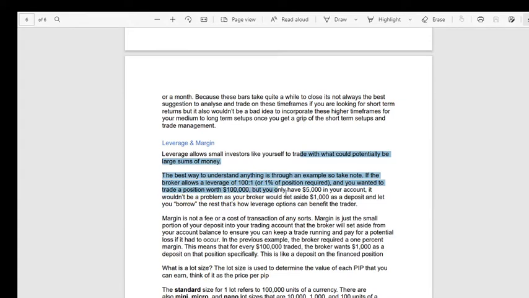If you want to trade a position worth 100,000, you only have to deposit a small part of it. It won't be a problem, as your broker will set aside 1,000 as a deposit and let you borrow and do the trade.